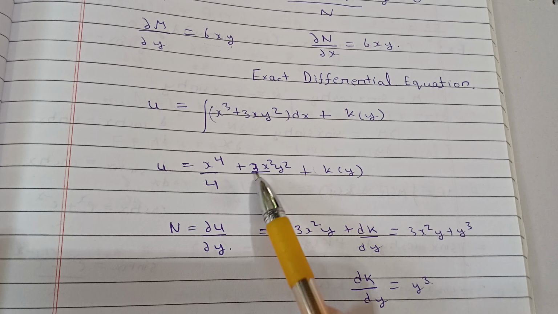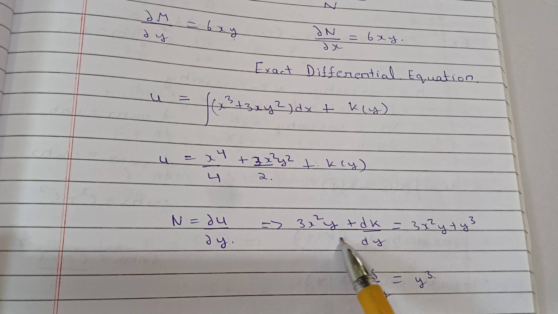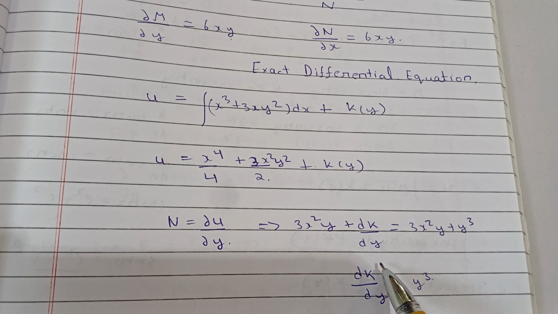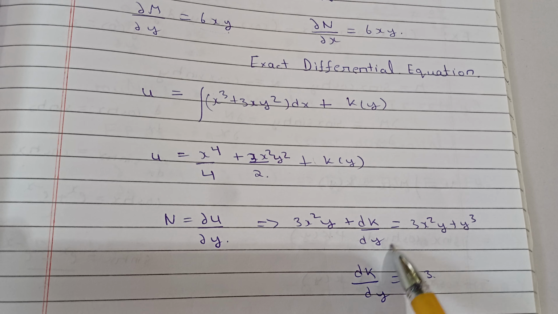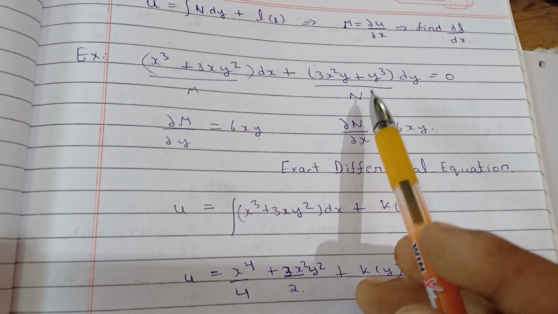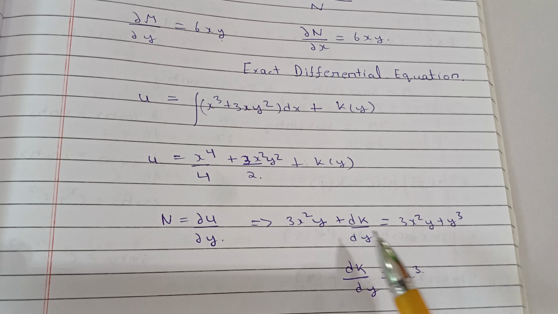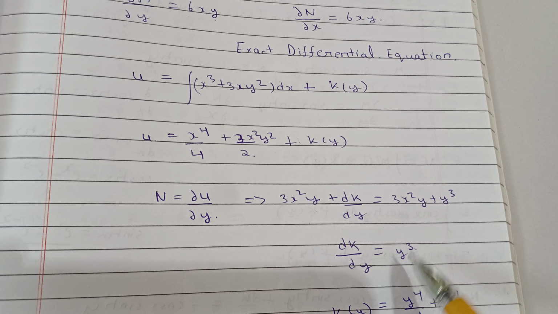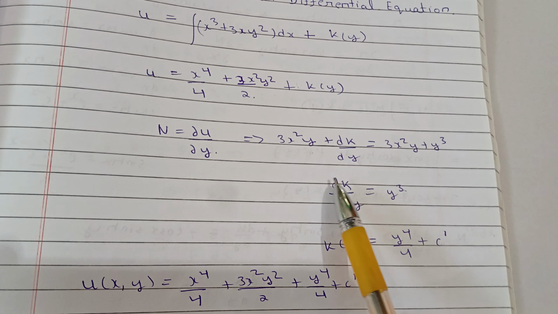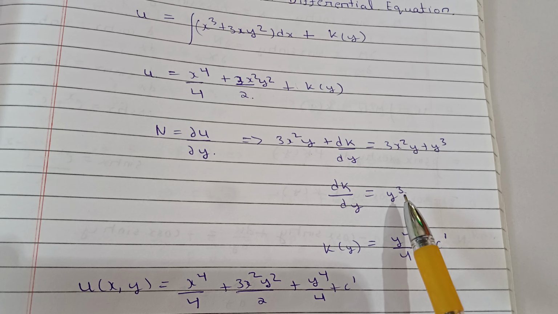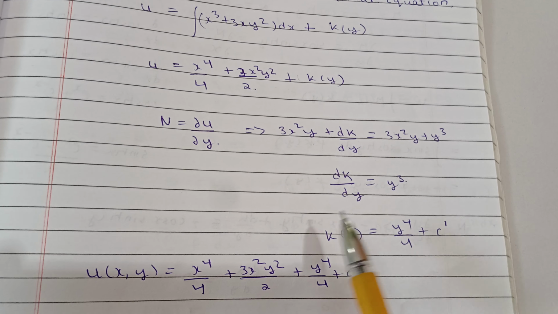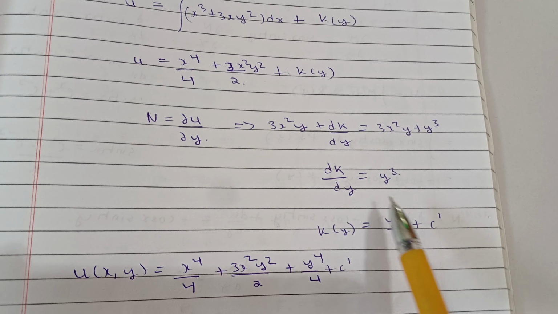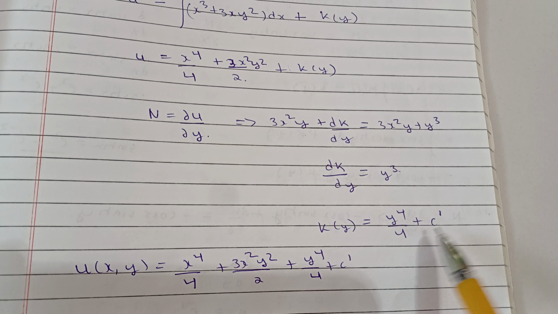So after solving this, you will get 2 3 is 6 upon 2, it will give you 3x square y plus, now it is only a function of one variable, it will give you dk upon dy, and this del u upon del y is whole equal to n, and n is here just 3x square y plus y cube. Now from here you can find dk upon dy, that will come out to be, this will cancel out, it will be y cube. So you will always get this in terms of only one variable, because it is an exact equation, otherwise it won't be exact. Okay, from here you can find the ky, that will be a normal integration, y4 by 4 plus c constant.